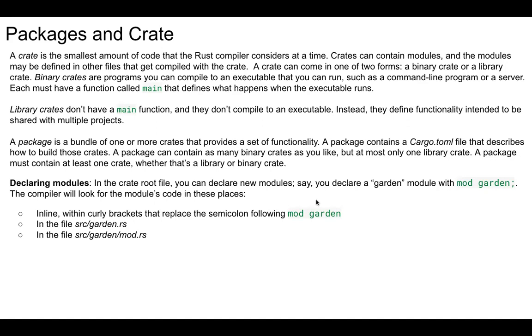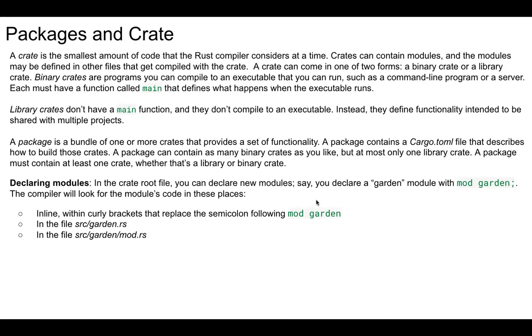So what is a crate? Until now, all the examples that we have seen, okay, they are nothing but crates. They are the smallest amount of code that the Rust compiler considers. Now, a crate can contain modules, and the modules may be defined in other files, like how you can import the module, but then they get compiled with the crate.